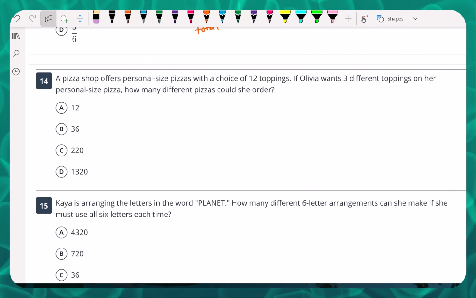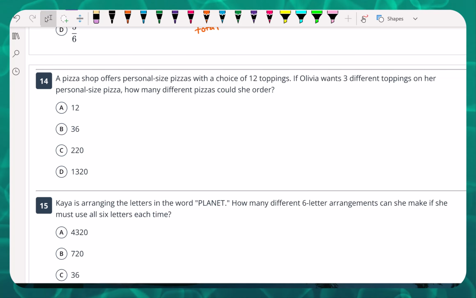All right, question 14. A shop orders personal size pizzas with a choice of 12 total toppings. Olivia wants 3 different toppings on a personal pizza. How many different pizzas can she order? So this sounds like either a permutation or a combination kind of problem.